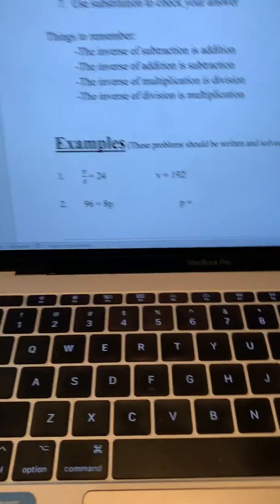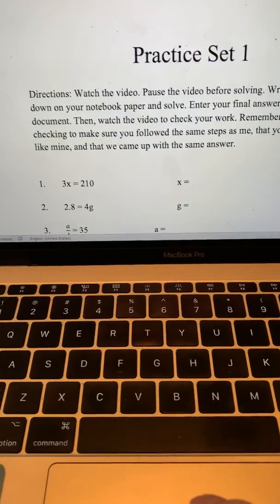We double check our answer. Is 8 times 12 equal to 96? Yes, it is, so I know my answer is right. Very good. You ready to start with your practice? Go ahead and go to problem set 1.